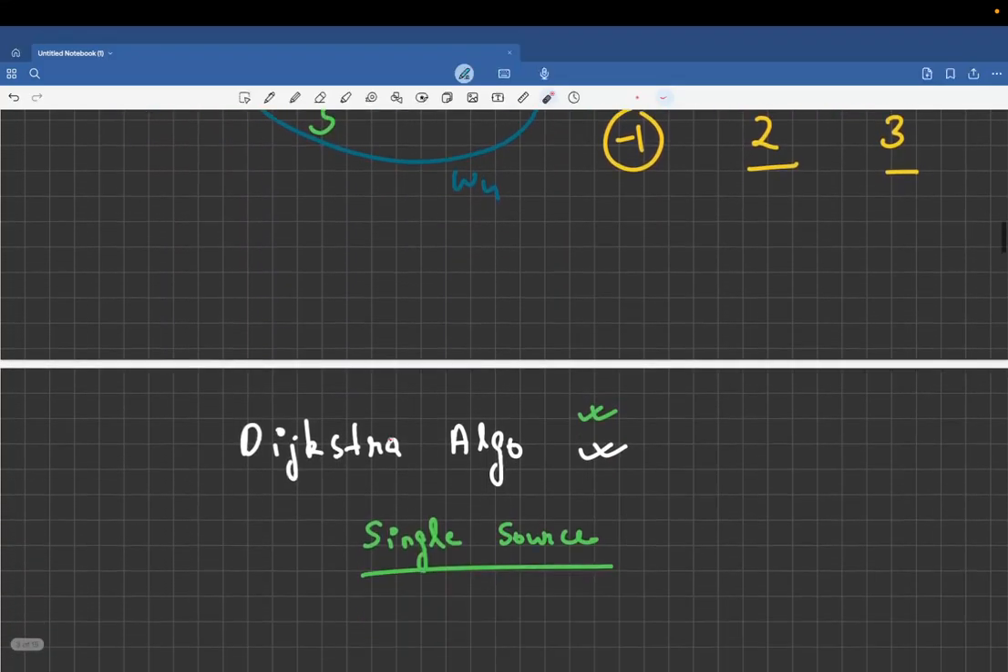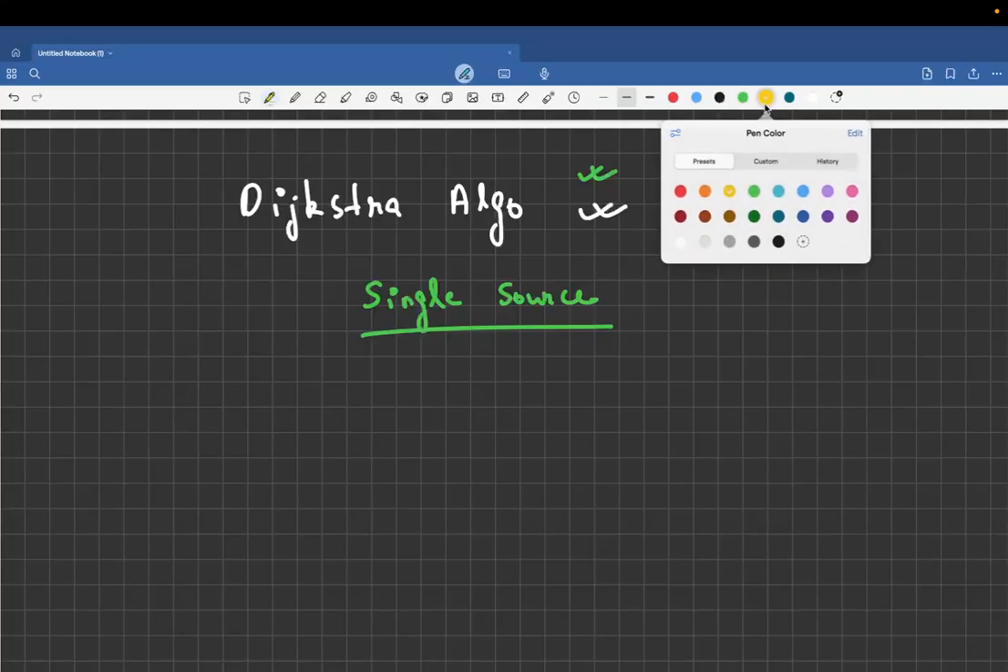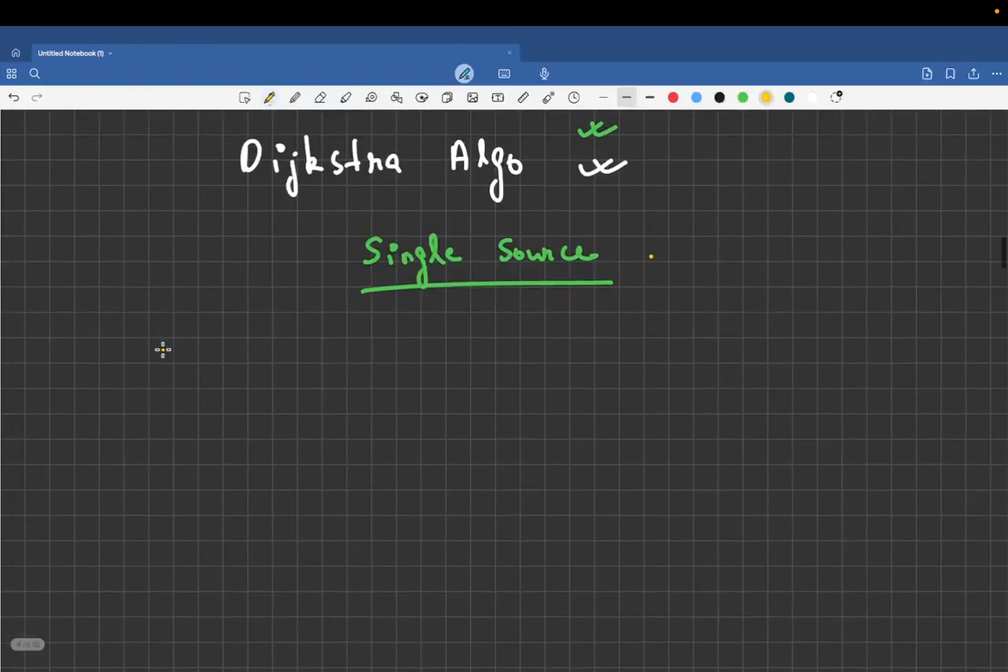So the next thing that comes to my mind is, okay Harsh, you are saying there are multiple sources, then why not run Dijkstra for each and every source? This thing comes to mind, right? So let's discuss that. Do you know what the time complexity for Dijkstra is? It is (V plus E) log V.